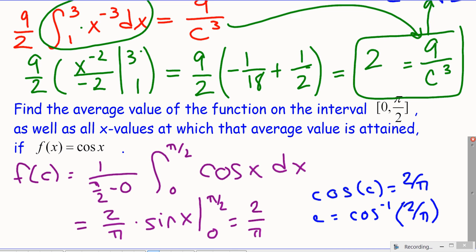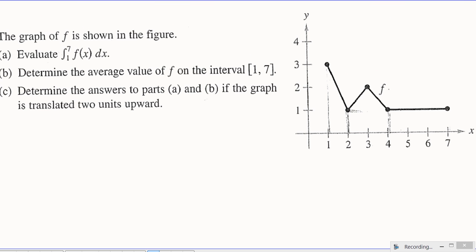And that's something that's going to be an awkward number, so I just left it like that. All right, these last couple questions are actually from our textbook. I just think they're really, really good questions. So the first part here says we've got a graph of function f. We're supposed to evaluate the definite integral from 1 to 7 of this function.